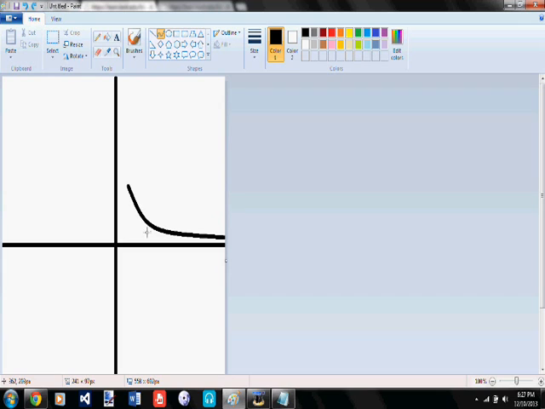And now the thing is, as x gets smaller and smaller, not negative smaller, just like 1/2 and that stuff, y is going to start to grow. So if it's 1/2, it's going to be 1 over 1/2, which is equal to 2. So y will just keep growing up like this.